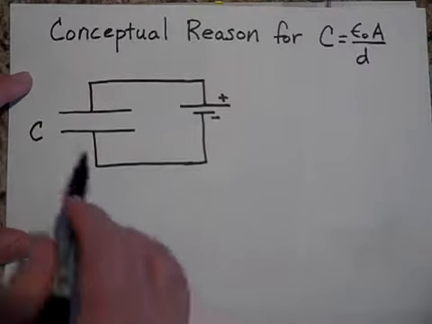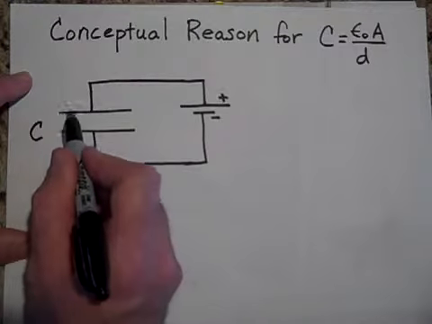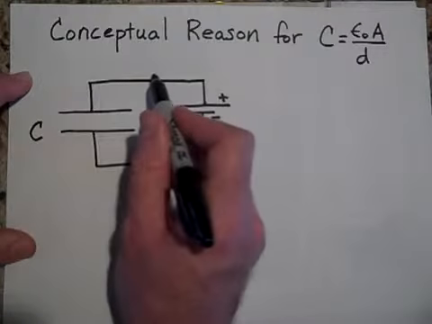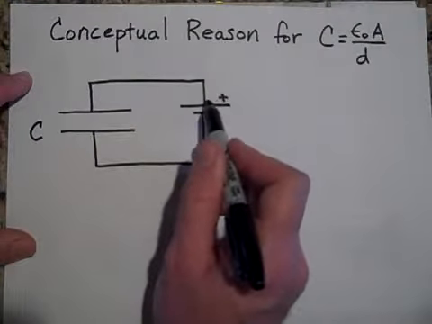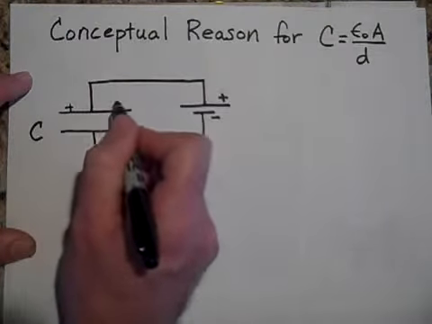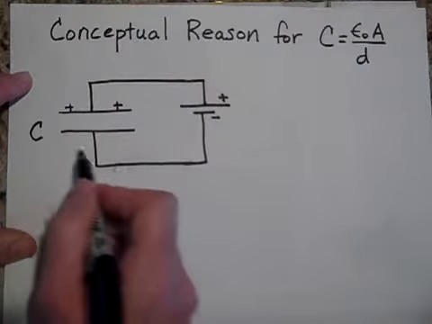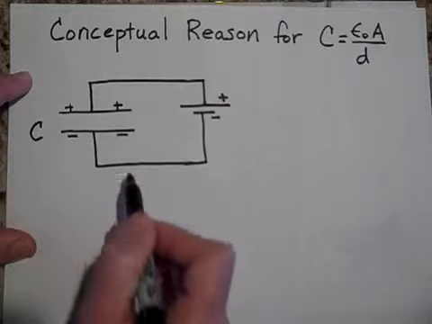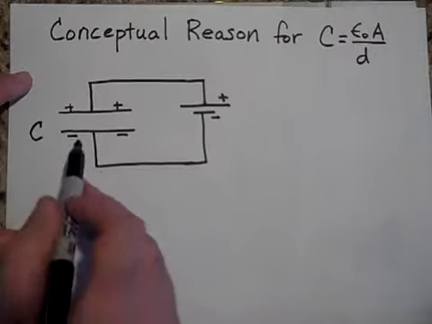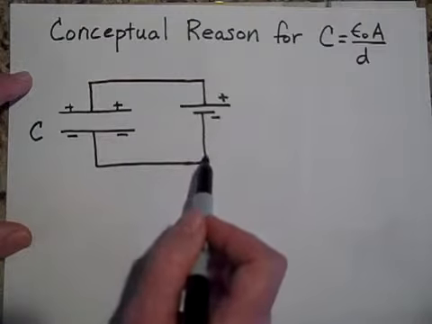What's going to happen when you connect this is the electrons in this plate right here are going to feel that positive charge, and they're going to zip over there to be with the positive charge. So if electrons leave this plate, that means this becomes positive. Electrons from here will go onto this plate. This will continue until there are so many electrons on here that these electrons won't want to come over here anymore.